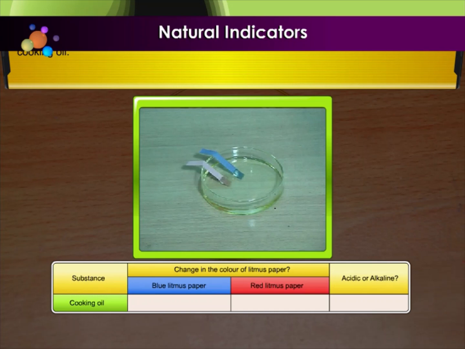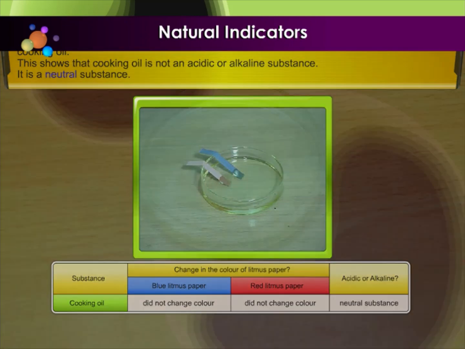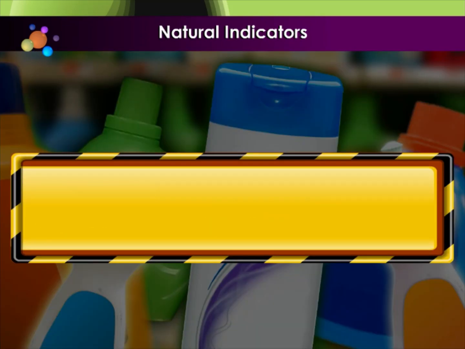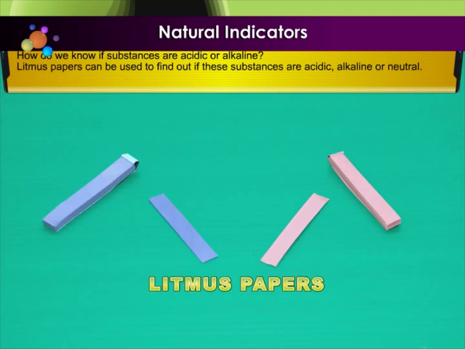Both the blue and red litmus papers did not change color when put into the cooking oil. This shows that cooking oil is not an acidic or alkaline substance. It is a neutral substance. Caution! Some substances can be dangerous and should never be tasted. How do we know if substances are acidic or alkaline? Litmus papers can be used to find out if these substances are acidic, alkaline, or neutral.